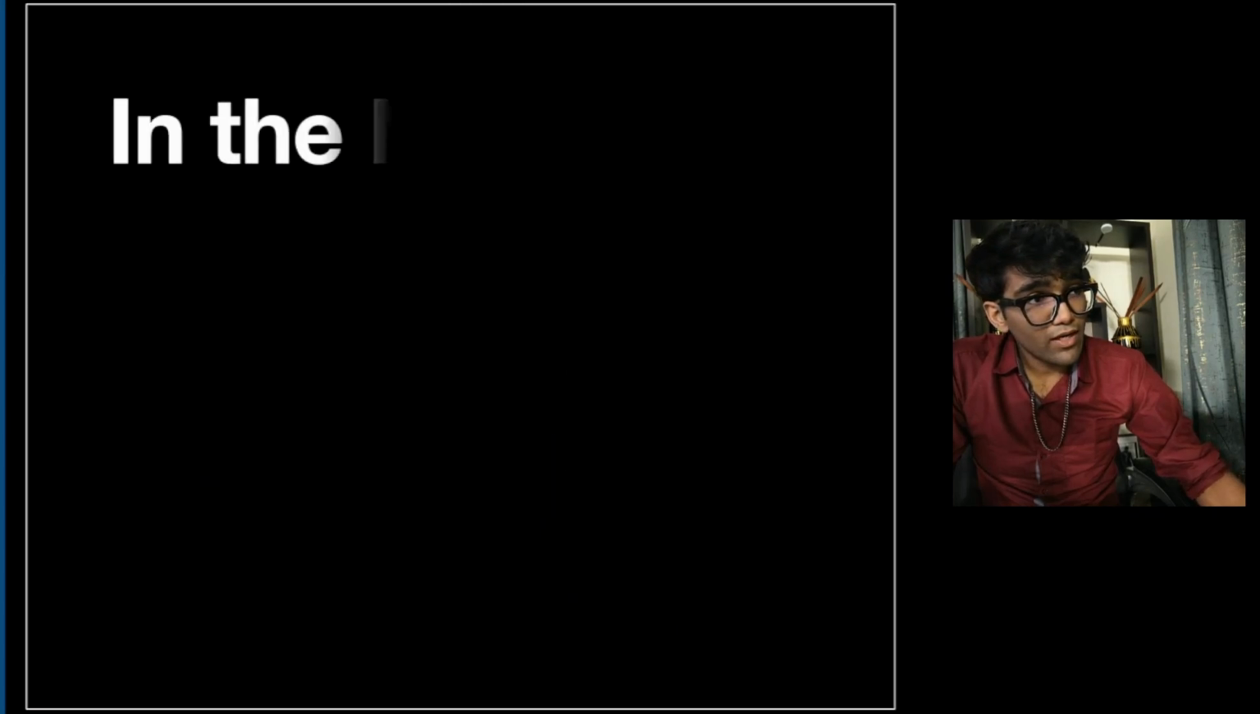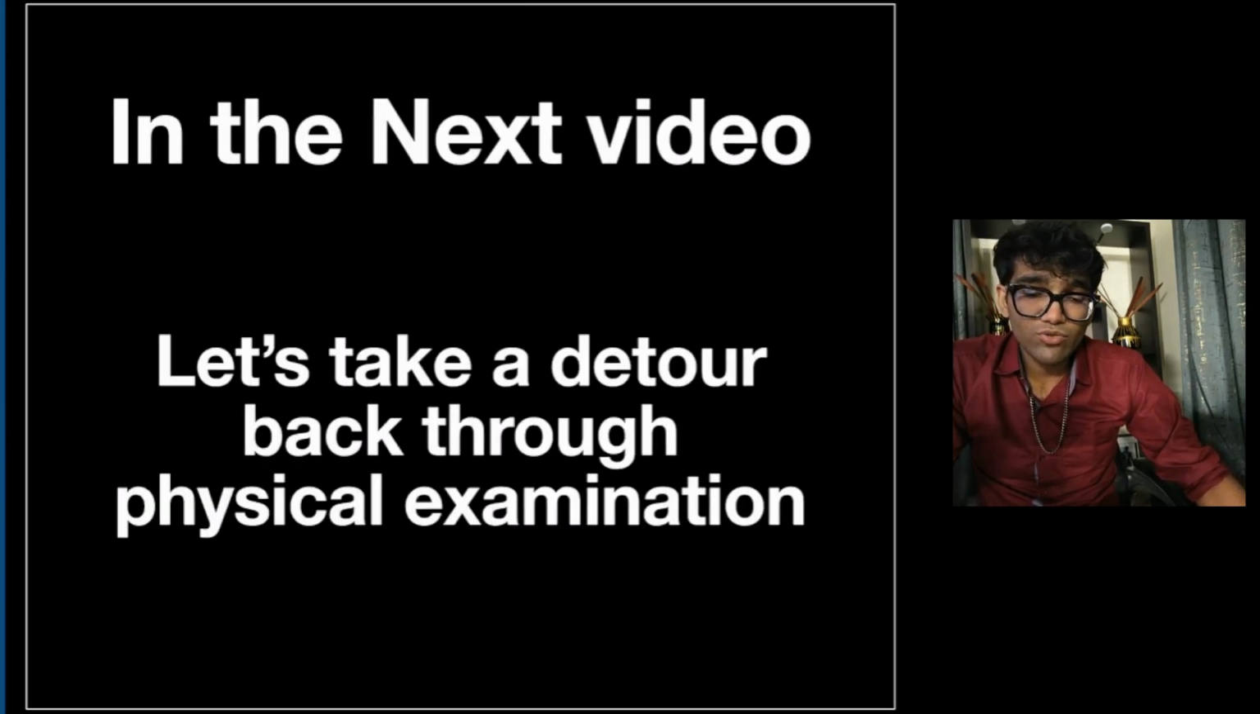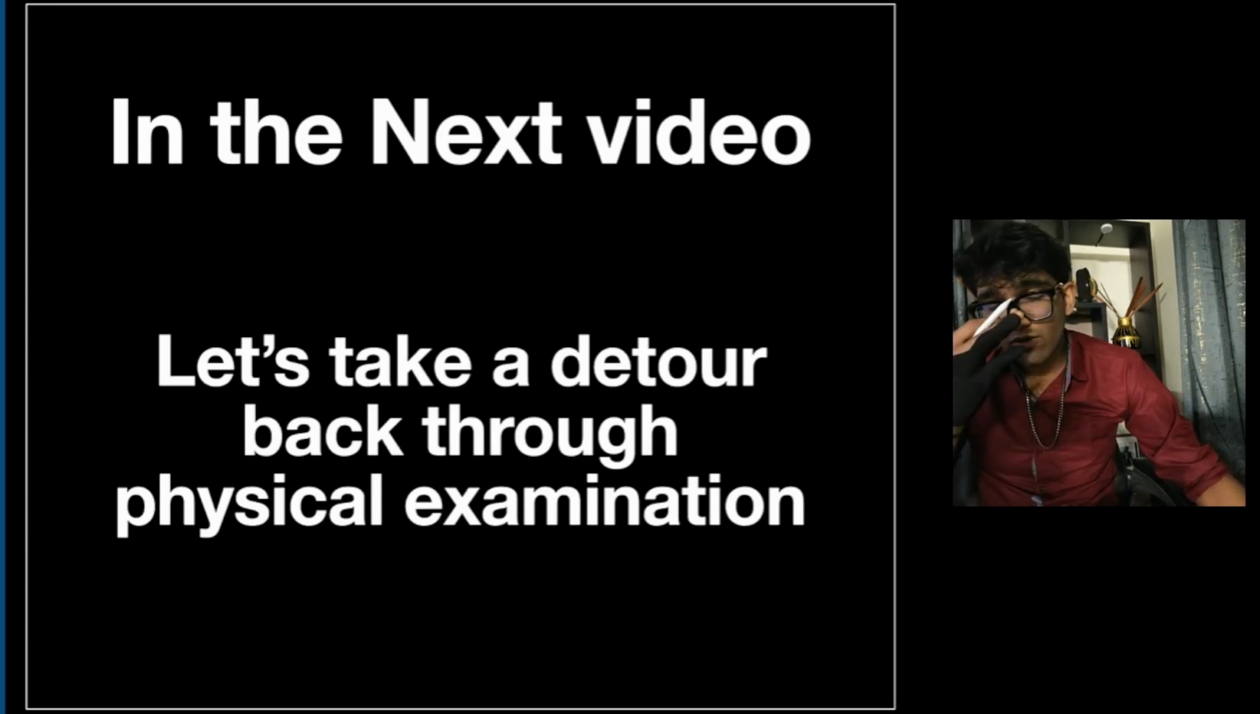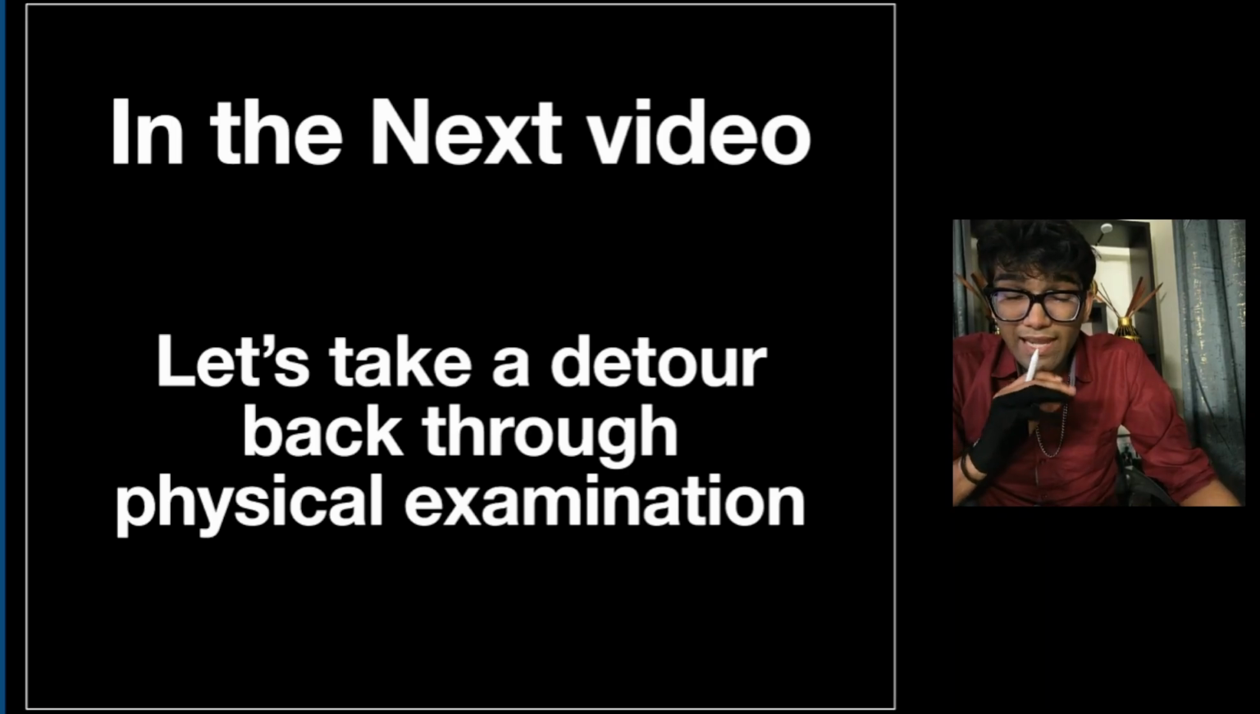Now in the next video, I'm going to take a detour back through physical examination. A lateral E prime velocity that is less than 10 meters per second has an abnormal relaxation, and a medial E prime velocity less than 7 meters per second is abnormal. But again, the absolute values are not as important as the ratio between E and E prime. That is something we need to keep in mind.